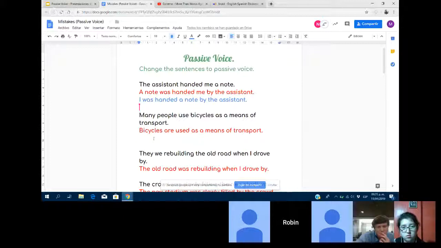Okay, so let's begin by always recognizing the object and the subject. First, many people is the subject, right? Because they are doing the action. Many people use bicycles. So this is the active. As a means of transport. Yes, I got it.